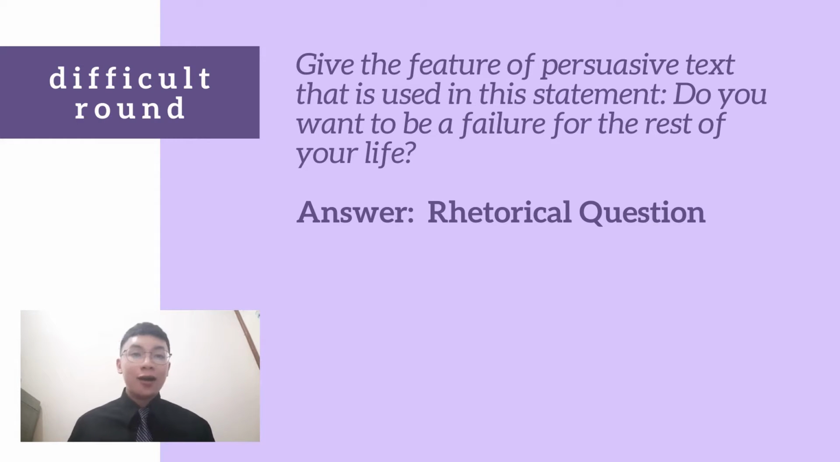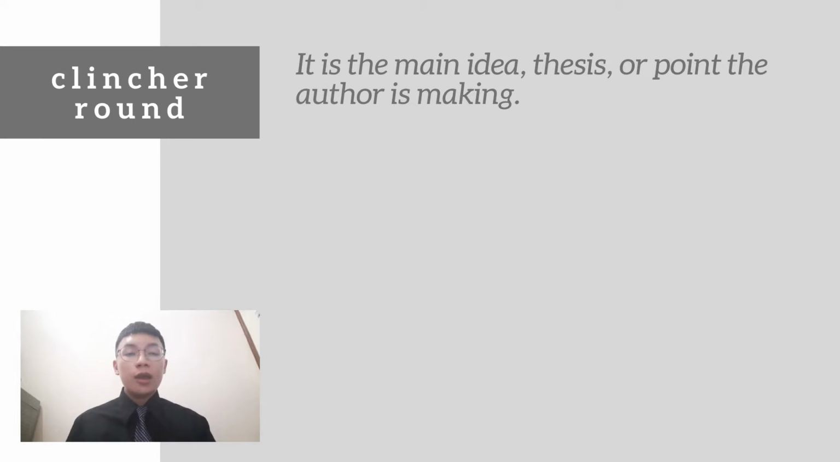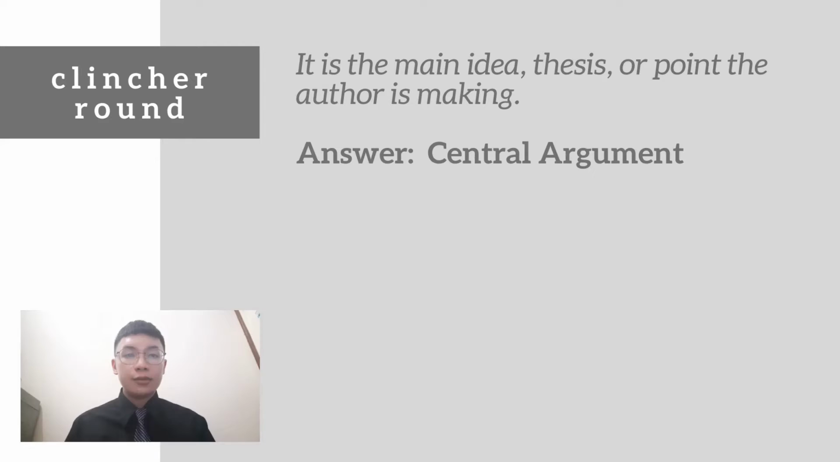So we will be having our clincher questions. Okay then. This round is only for Group 2 and Group 7. Each question is good for 20 seconds and is worth 2 points. Clincher question number 1. It is the main idea, thesis, or point the author is making. Answer. Central argument. Oh, so none of the groups got the correct answer, so we will be having our second clincher question.